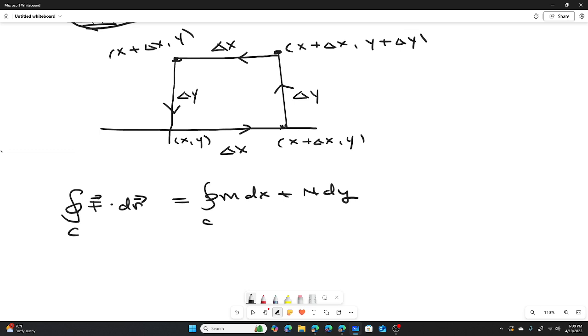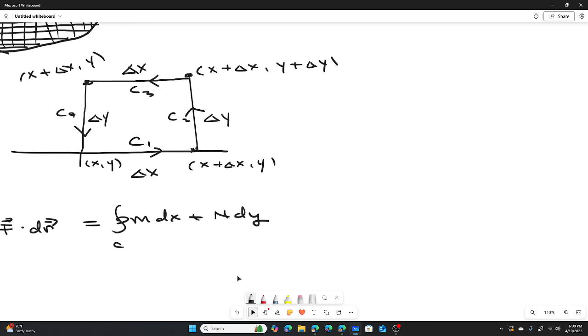And let's suppose that we could break this curve C into C1, C2, C3, and C4. So what we have is that this whole thing is equal to C1, C2, C3, C4.